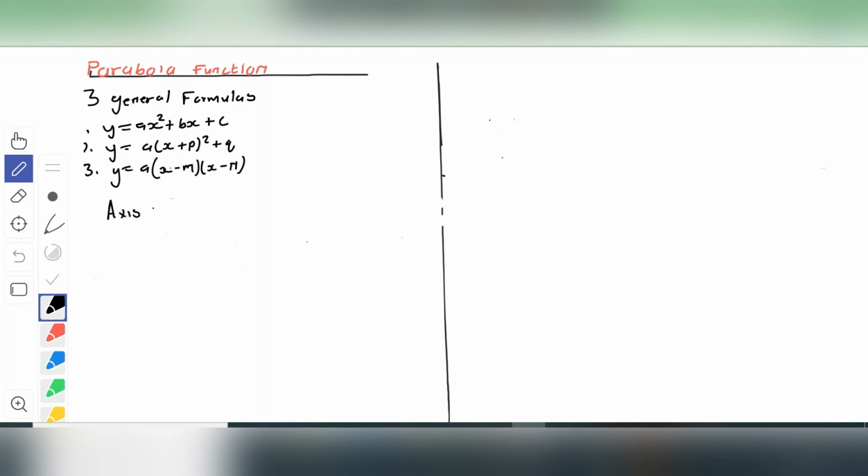The axis of symmetry. I hope the spelling is correct. Okay, the axis of symmetry of what? Of a parabola function, right? For the first equation, what is the axis of symmetry? Whenever they talk about the axis of symmetry, they talk about a parabola.